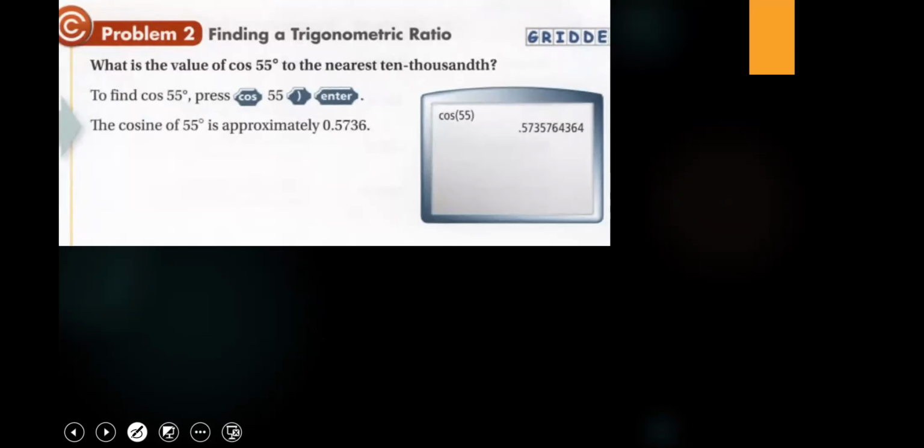Yes, teacher. Now try. Press cosine, and then write 55. Cosine 55. Make equal. What's the value? 0.57. Yes, exactly. Bravo.